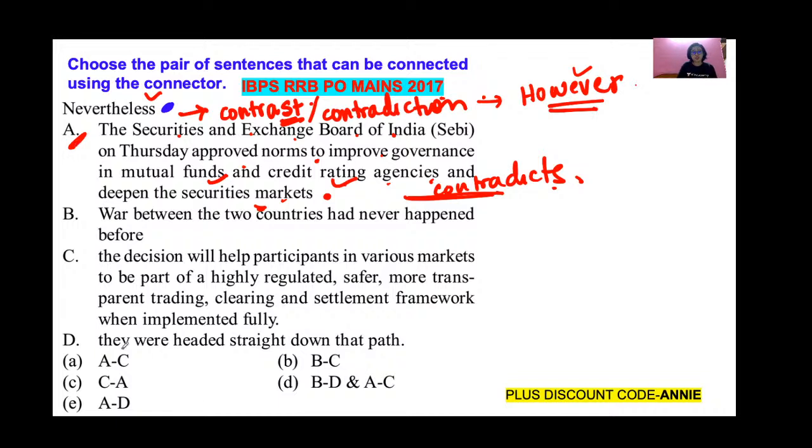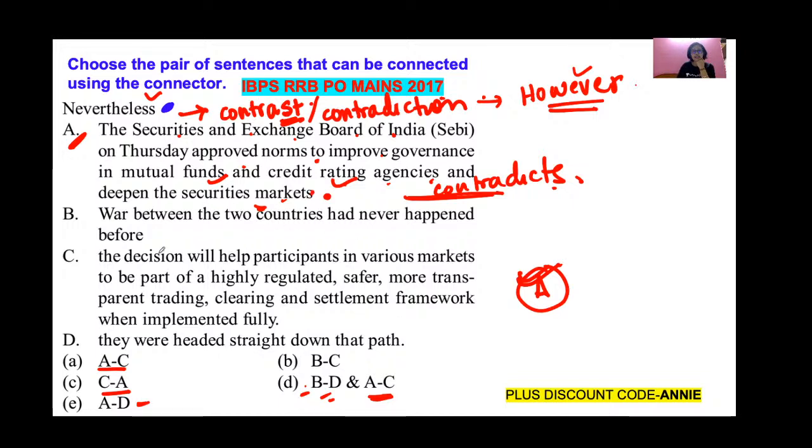If you look at the options, in the first option it is AC, second is CA, third is AD, and in the fourth option it is AC and BD. So we are going to check with sentence A at first, because in all four options A is given. Okay, fine. So let's see.